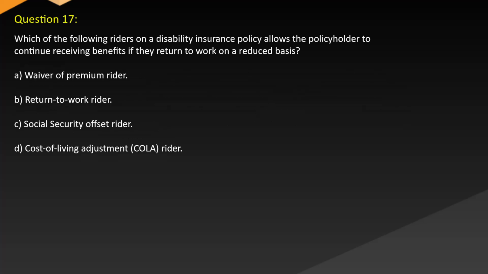Question 17. Which of the following riders on a disability insurance policy allows the policyholder to continue receiving benefits if they return to work on a reduced basis? A. Waiver of premium rider. B. Return to work rider. C. Social Security offset rider. D. Cost of living adjustment, COLA, rider.